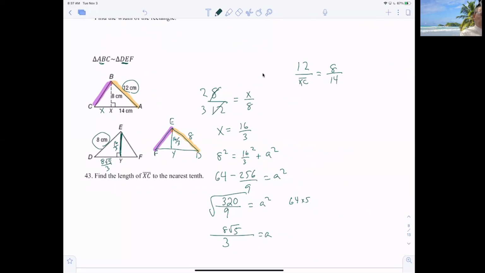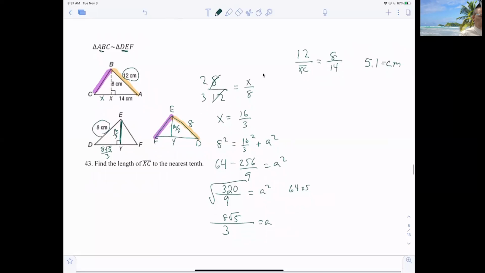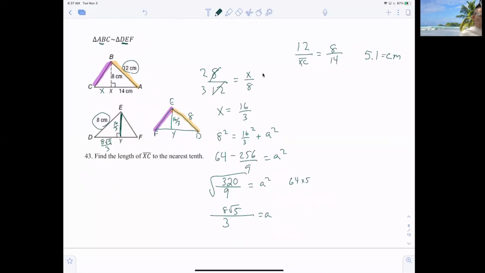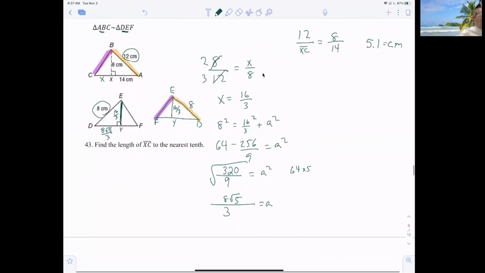What does it say the answer is? How much? 5.17? Oh, 5.1. All right, did that work out now, guys? I didn't do the math. Anybody else finish the math?